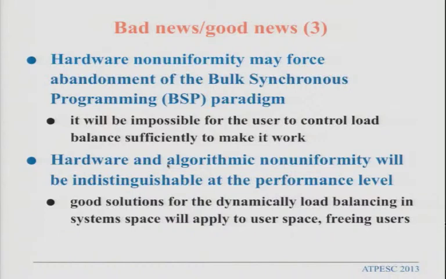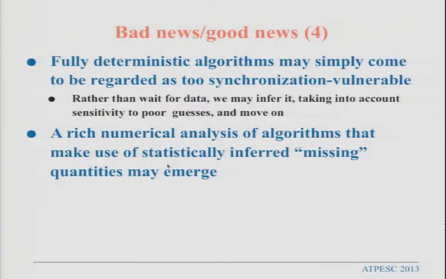Another pair of bad and good news is that fully deterministic algorithms may come to be regarded as too synchronization vulnerable. For example, rather than waiting for data, we may infer it. We may use machine learning to look at the last 50 arrivals of that message from that processor representing that unknown. We may Fourier analyze it and say, hey, I know what the next value is going to be. Let's move on. If it was wrong, we can roll back. But that's one of those optimizations that we'll almost always be willing to take.